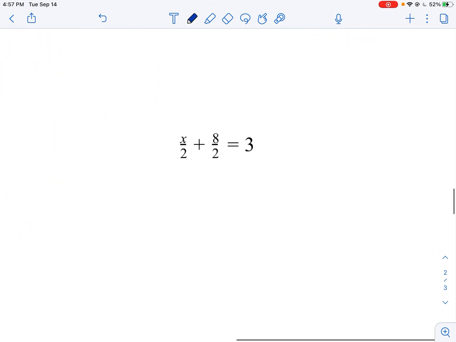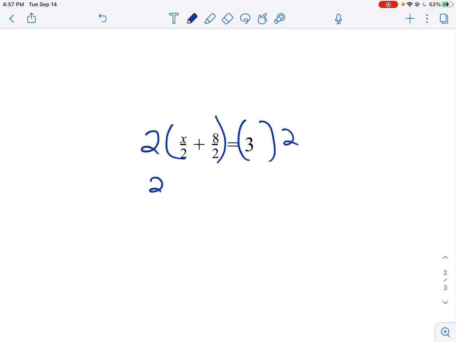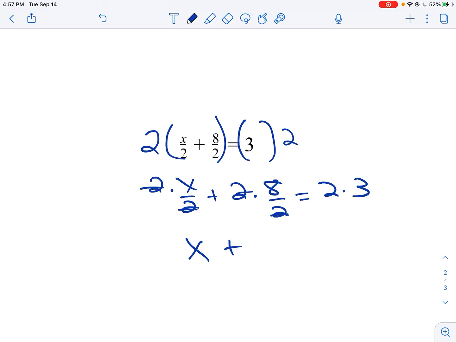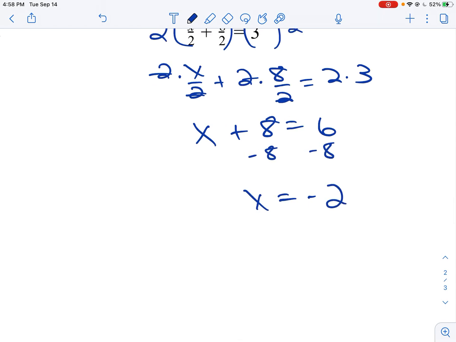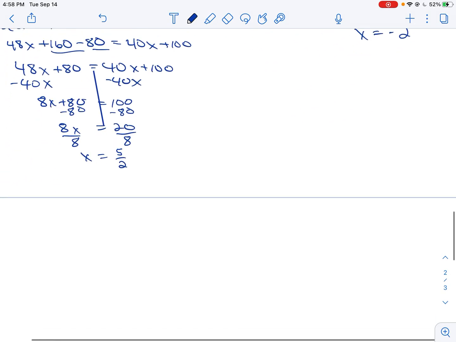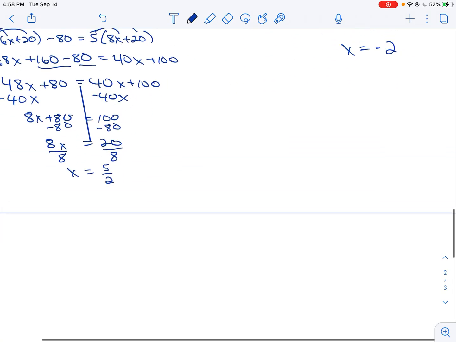Then, I believe this is our last one. Common denominator would be 2. So 2 times x/2 plus 2 times 8/2 equals 2 times 3. The 2's cancel, I get x. The 2's cancel, I get 8. I multiply that and I get 6. I subtract 8 from both sides and get x equals -2. And I believe that's all of the questions.